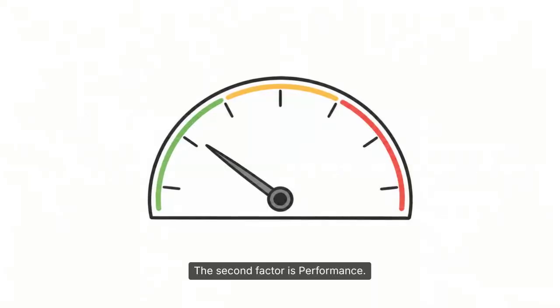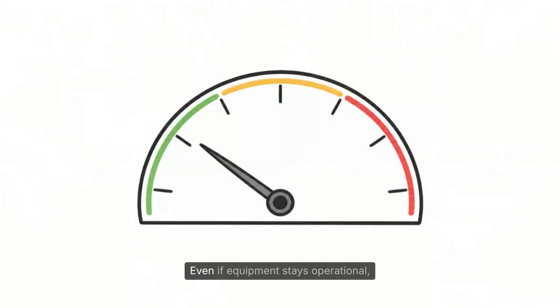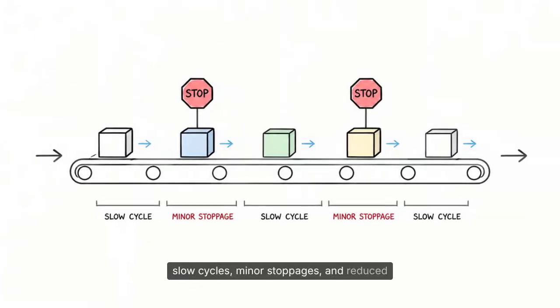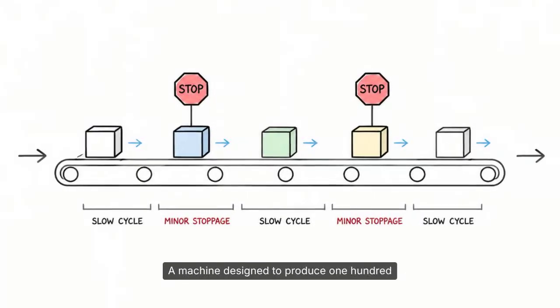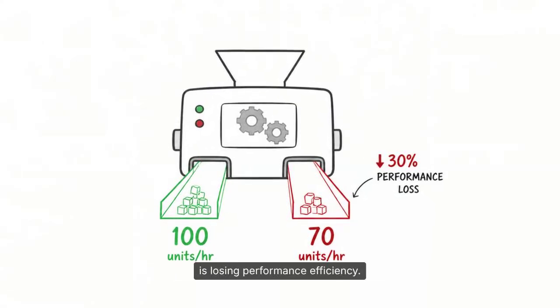The second factor is performance. This measures whether the machine is running at its expected speed. Even if equipment stays operational, slow cycles, minor stoppages, and reduced running speed lower performance. A machine designed to produce 100 units per hour, but only producing 70, is losing performance efficiency.